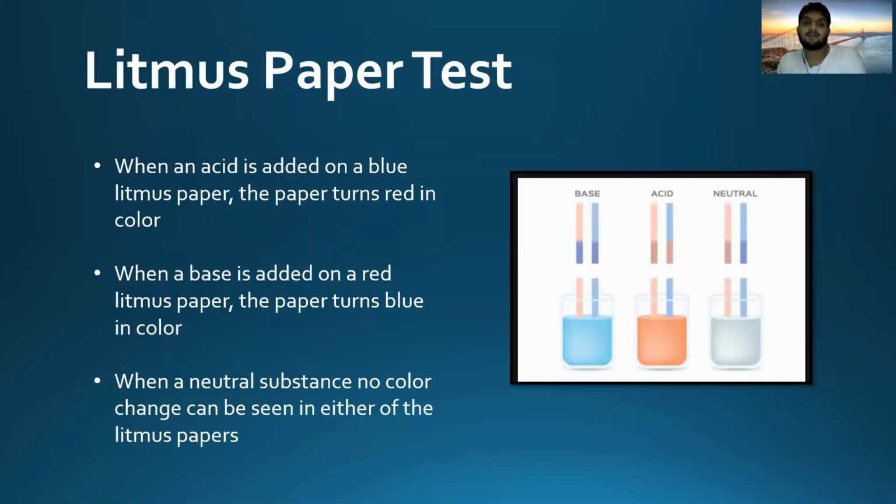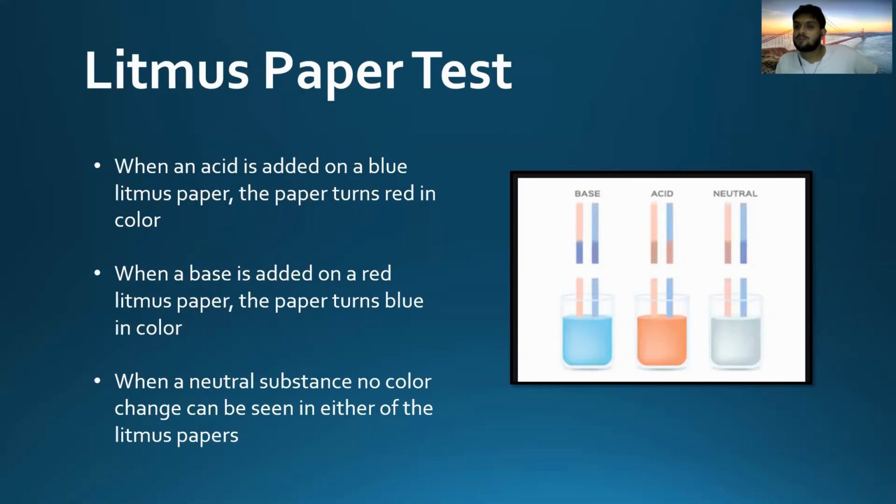Then if you want to test for a base, you should add a red litmus paper. Why? Because the red litmus paper will turn blue in color. If you add a blue litmus paper, it will just become more blue. So you want to be very accurate about this. That's why we use a red litmus paper to see a distinguishing color change.